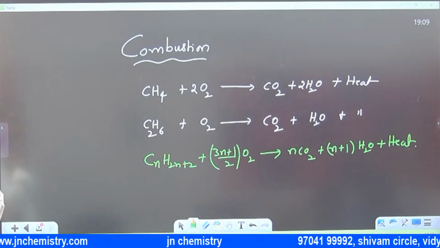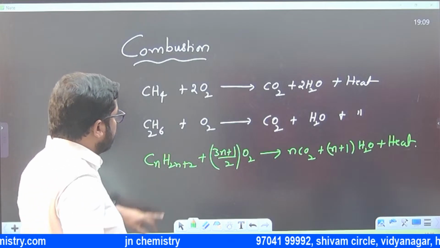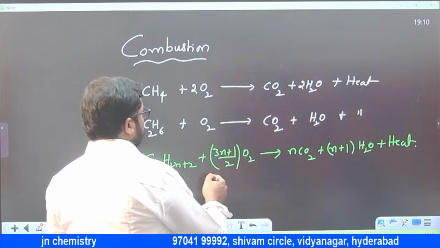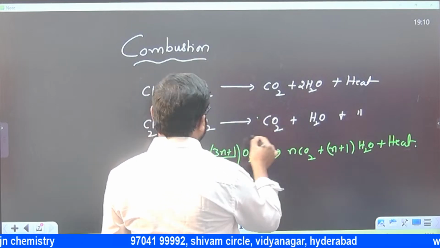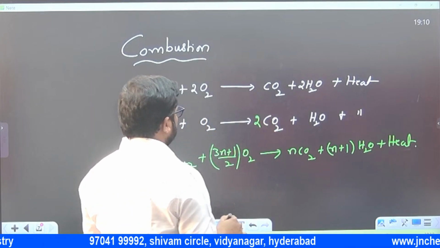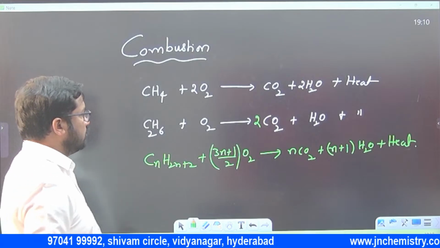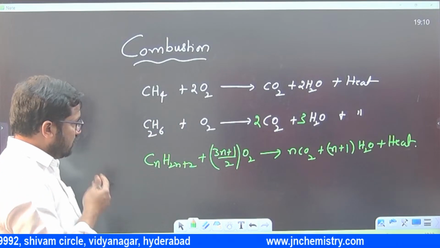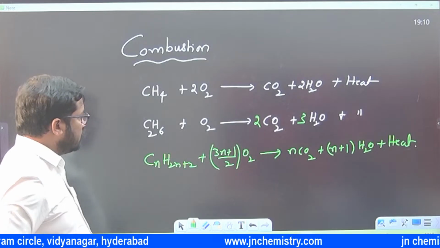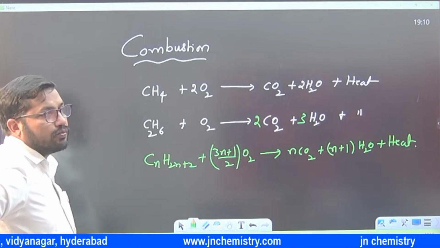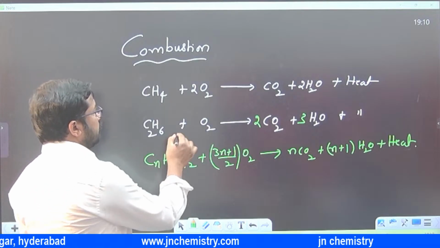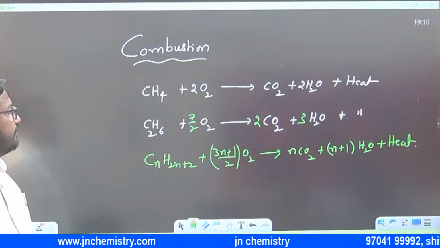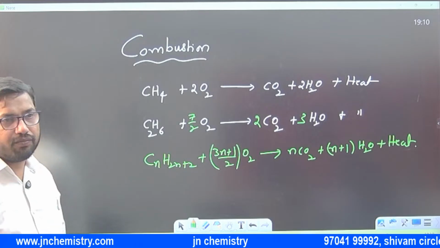So anything, how many oxygens are there? Obviously, it is nCO2, right? For ethane, 2CO2, 3H2O. So (3n+1)/2, that is 6 plus 1, 7 by 2 O2, like that. We need to balance the equation for any organic compound, any alkane.